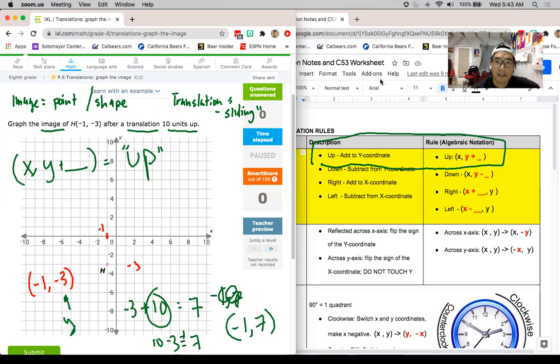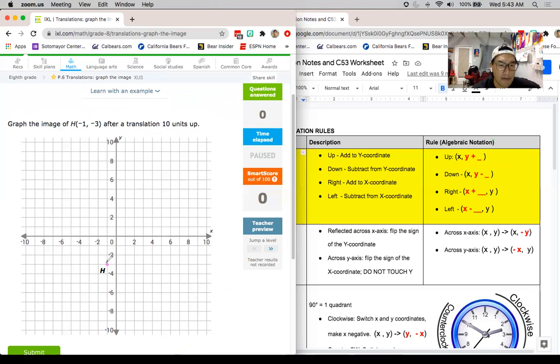The other way I could do this is just to count. I'm at, again, -1, comma, -3, and I'm going up 10. So I go 1, 2, 3, 4, 5, 6, 7, 8, 9, 10. And that's 7 on the y-axis. And so I'm at -1, comma, positive 7. That's up 10 units.